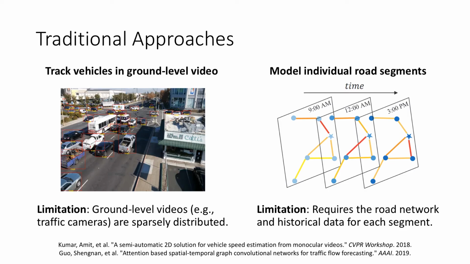There has been a great deal of work that tries to characterize traffic patterns at a location. One strategy is to estimate vehicle speeds by detecting and tracking vehicles in ground-level videos collected from traffic cameras. This approach is inherently limited as the coverage of ground-level videos is sparse. Other approaches require the road network to be known in advance and model individual road segments. The primary limitation here is that historical data is required for each segment, resulting in noisy predictions for segments with few samples.